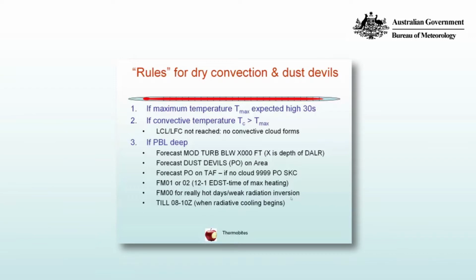So here's some quote-unquote rules for dry convection and dust devils. Firstly, you want the maximum temperature to be expected in the high 30s, sufficiently warm. You want the convective temperature to be greater than the maximum temperature, which means that there's no condensation level, and so no clouds form.